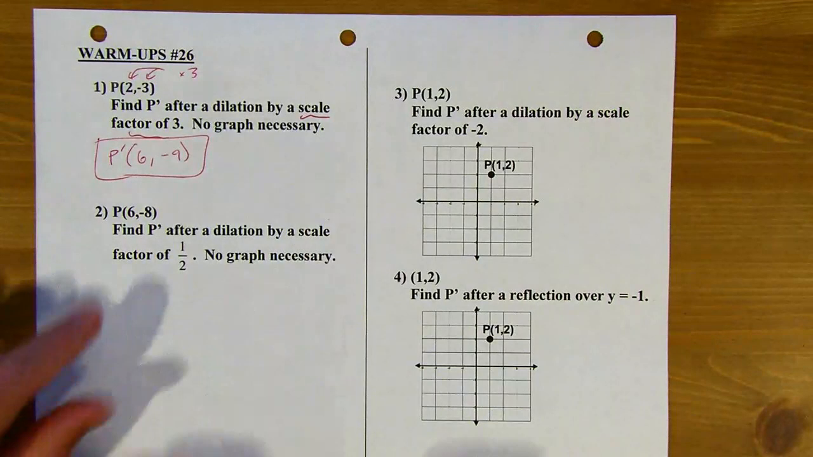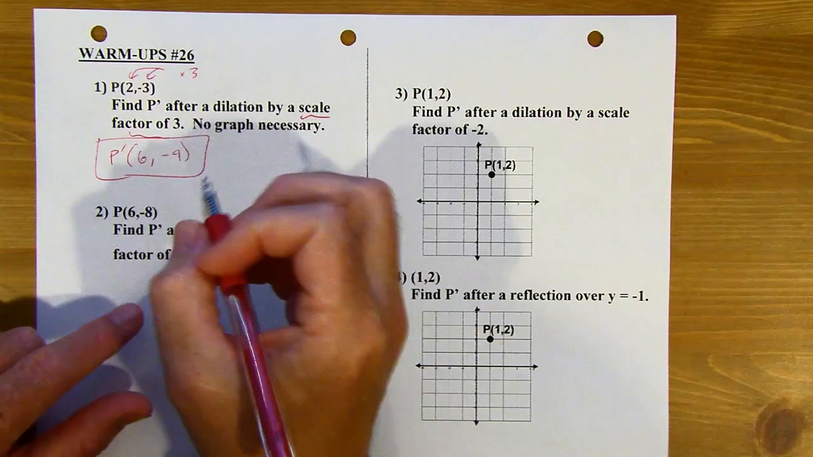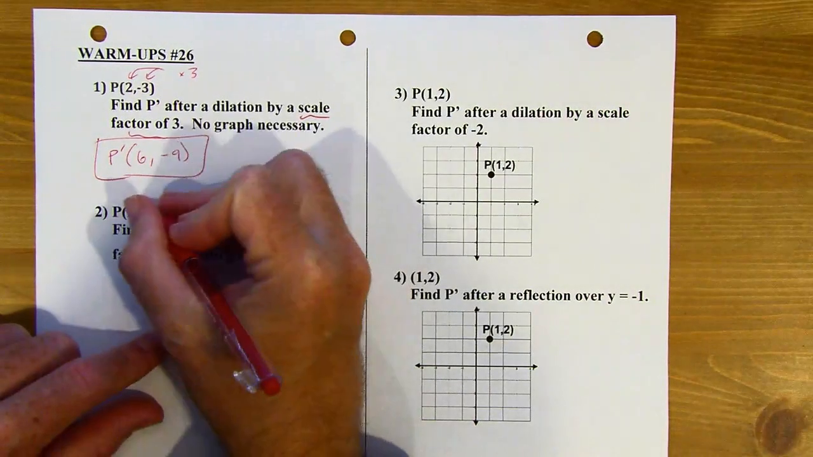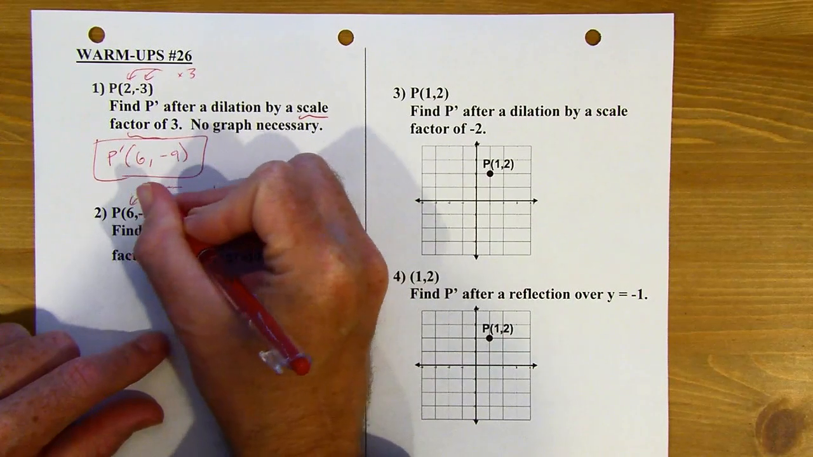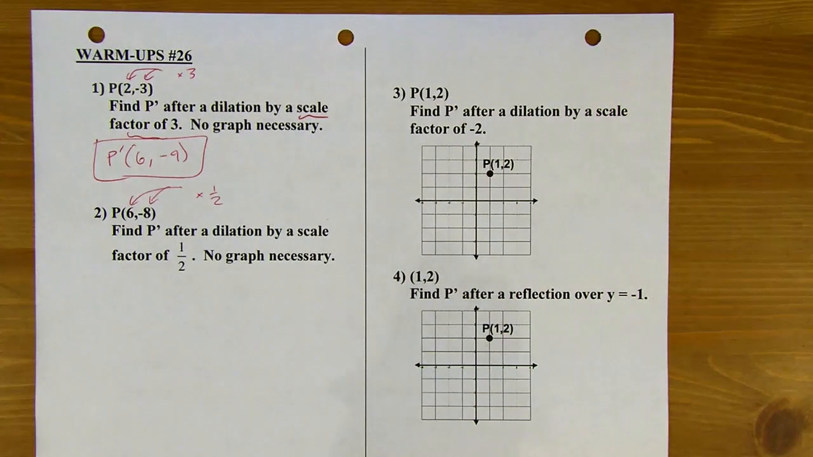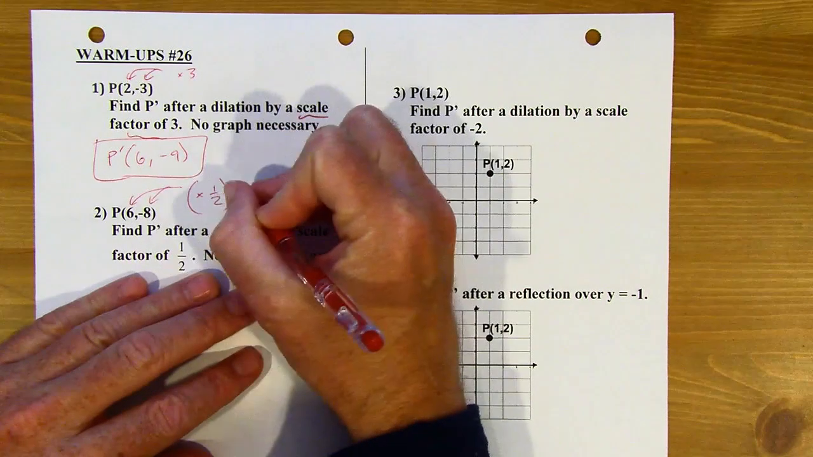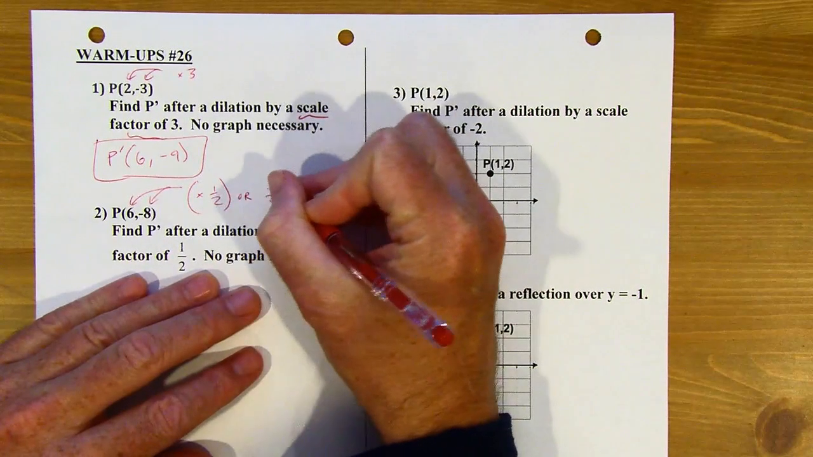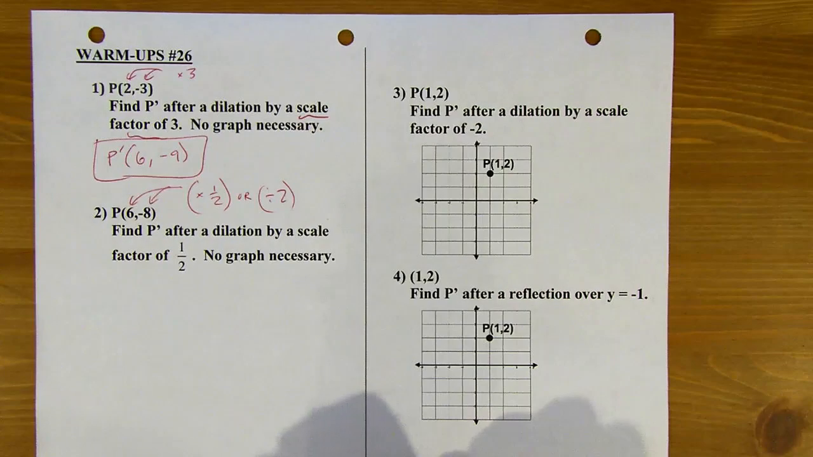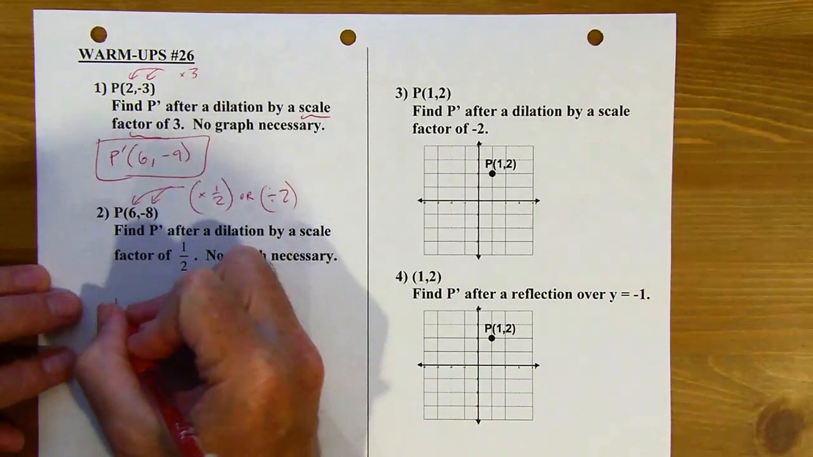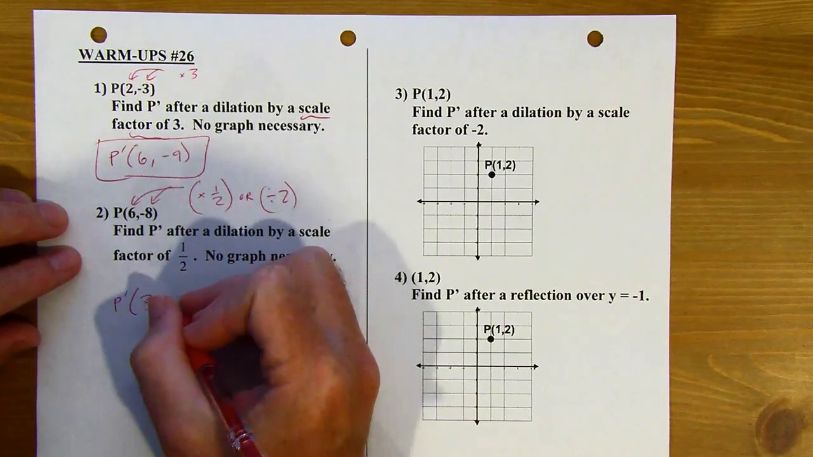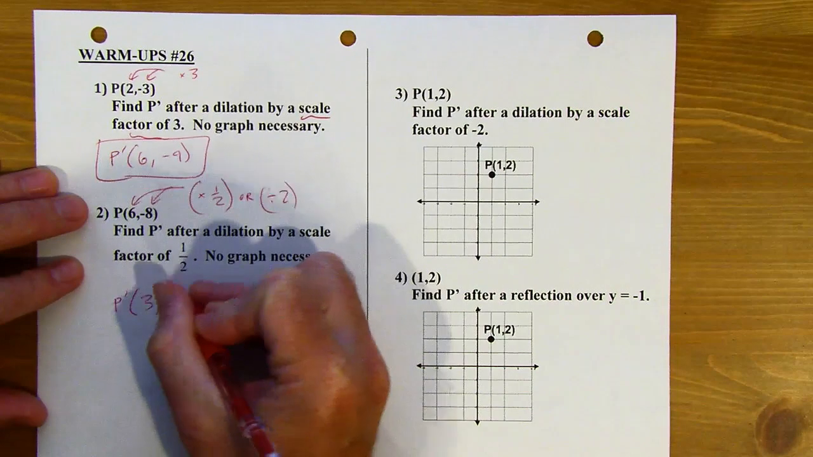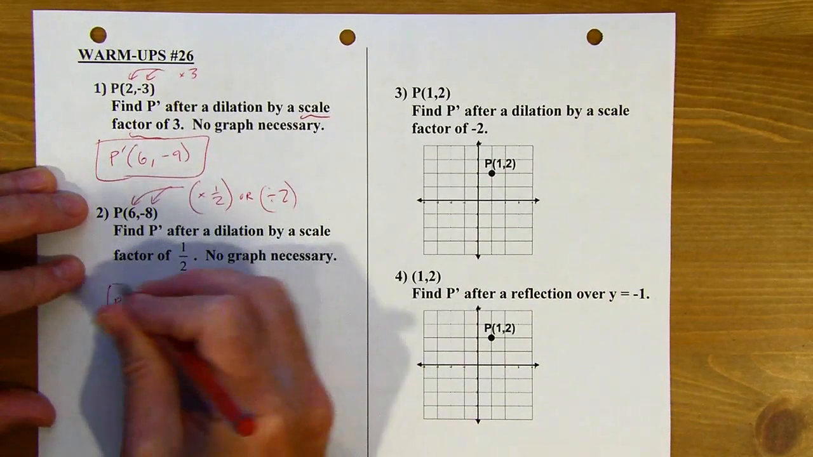Okay. Scale factor of 1/2. Well, I'm just multiplying by 1/2. I do that to the x and to the y. And multiplying by 1/2 is really the same as dividing by 2, right? So maybe it's easier to think about that as dividing by 2. So 6 divided by 2 is 3. Negative 8 divided by 2 is negative 4. And there we go. There is my new point.